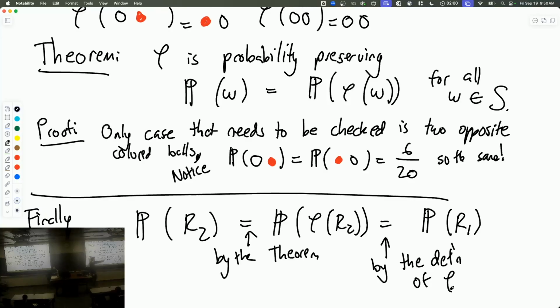And what is the probability of R1? That's 3/5. So we've made our intuition rigorous by using this function phi, and it really does check that the probability of R2 is the same as the probability of R1 for this problem. The first and the second ball are symmetric, as long as you don't peek at both, then it's okay.